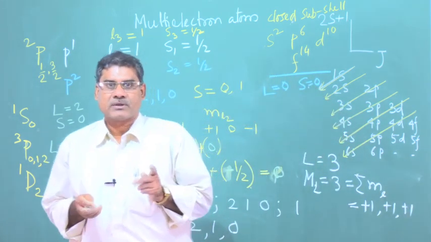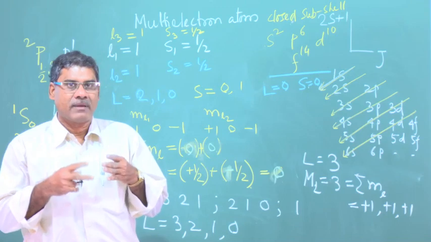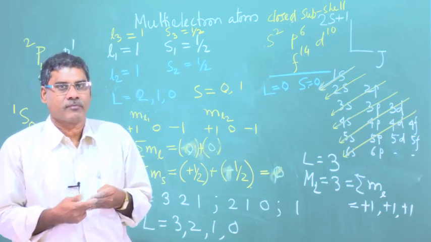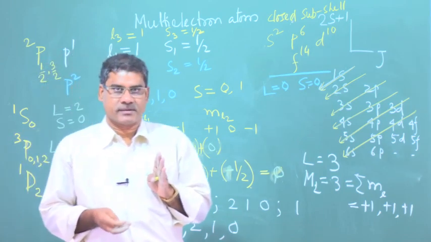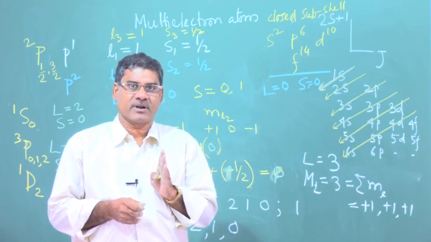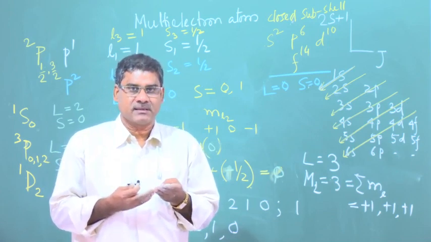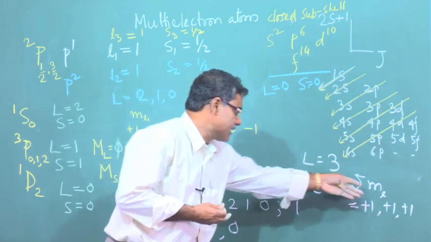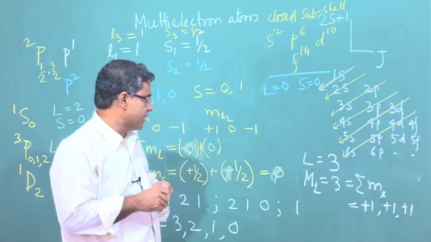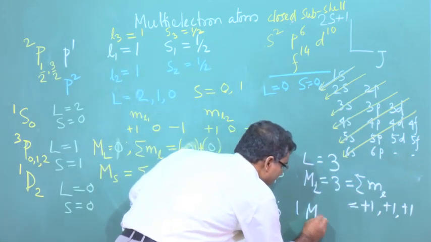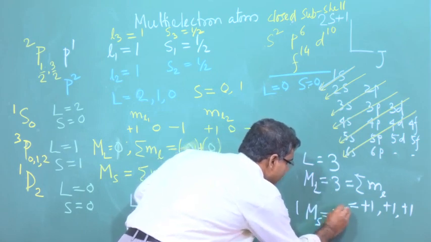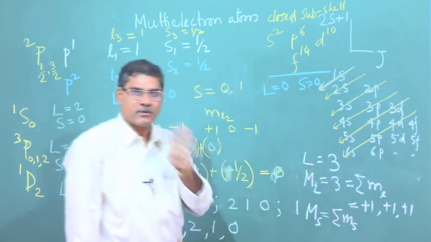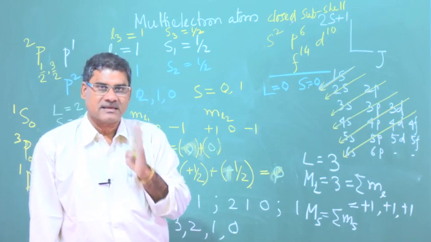There is no other option. So that means the ML value for the 3 electrons is the same, NL of course the same, ML also the same. Now MS has to be different. So for MS only 2 choices are there, individual MS. Now I have to find the total MS, which will come from the sum over small MS.